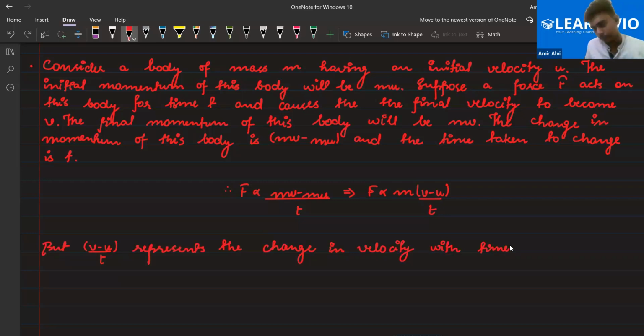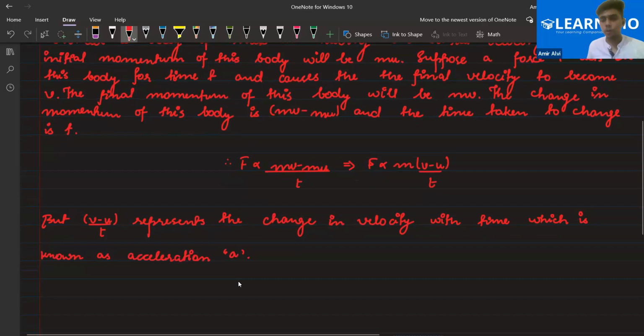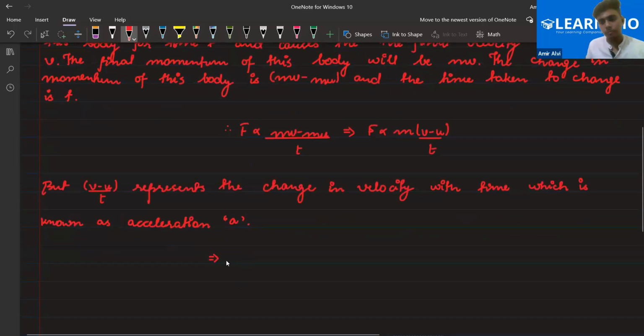With the time, which is known as acceleration. So can I substitute the value of V minus U by T as A? Right. So I'm writing this as F is equal to MA. But still, there is a directly proportional sign instead of an equality sign.